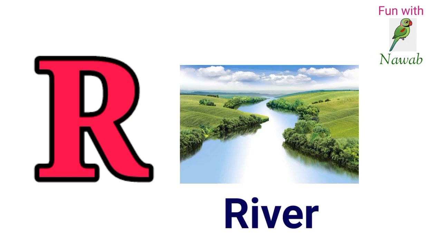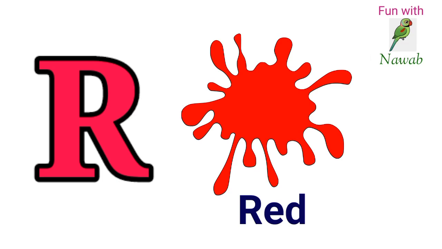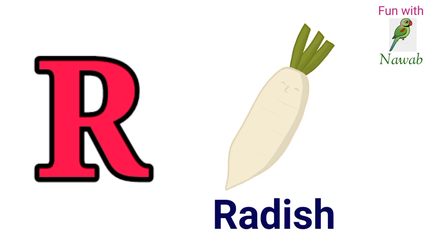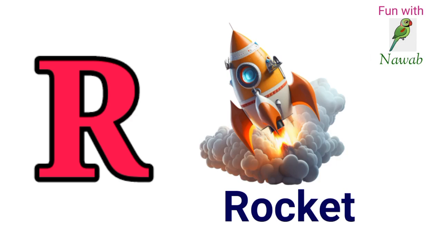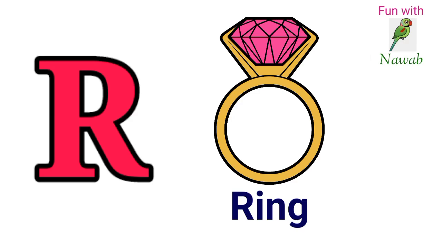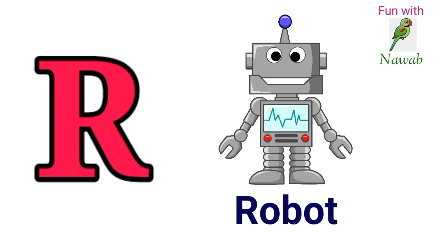R for river. R for red. R for radish. R for rocket. R for ring. R for robot.